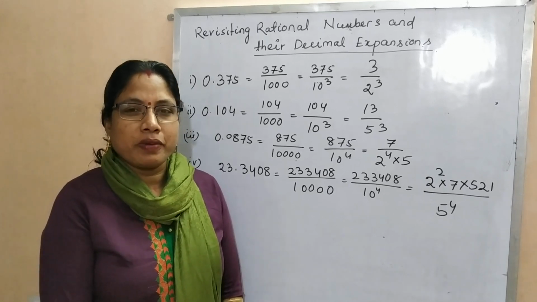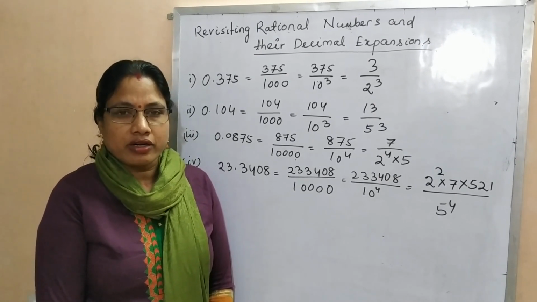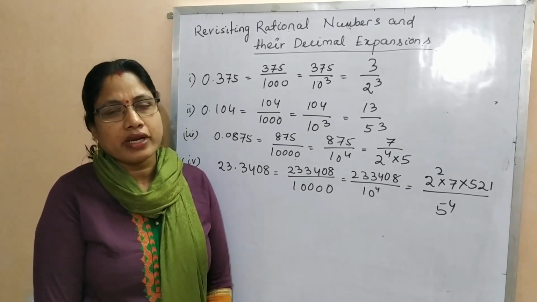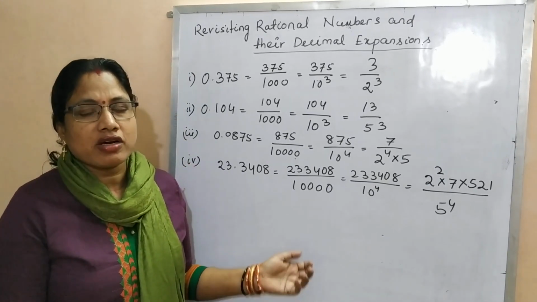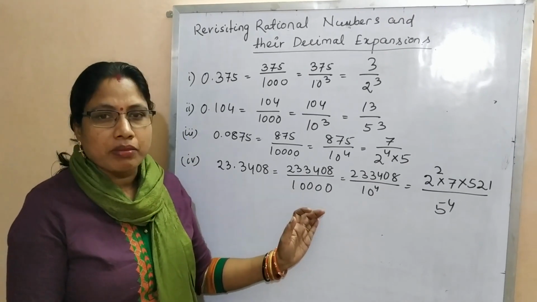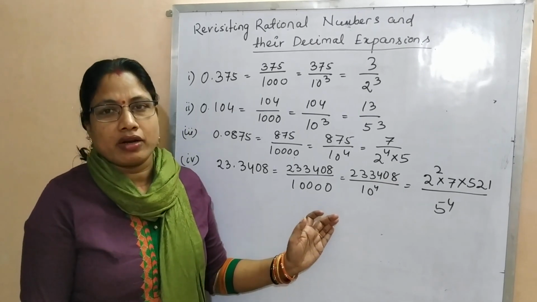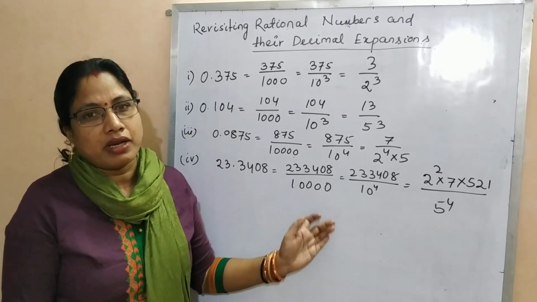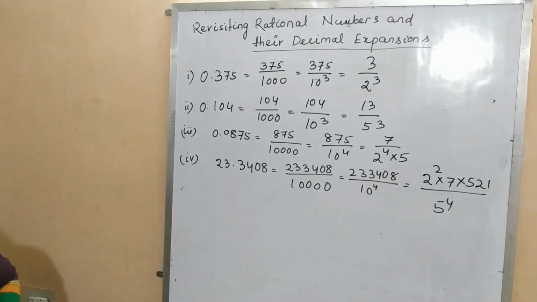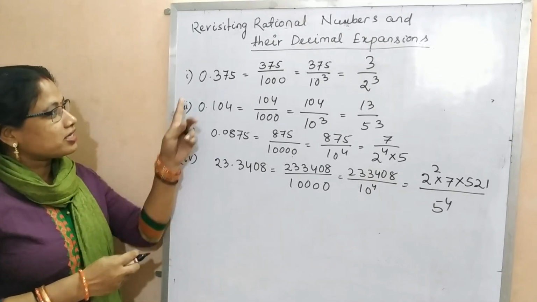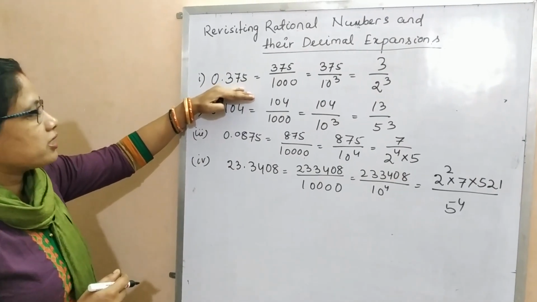Dear students, in your previous class you already know that rational numbers have either terminating or non-terminating repeating decimal expansion. So let us consider what is the condition that a rational number can be a terminating decimal expansion or can be a non-terminating repeating decimal number. So here I have taken some examples. First example, 0.375, it is a terminating decimal expansion.